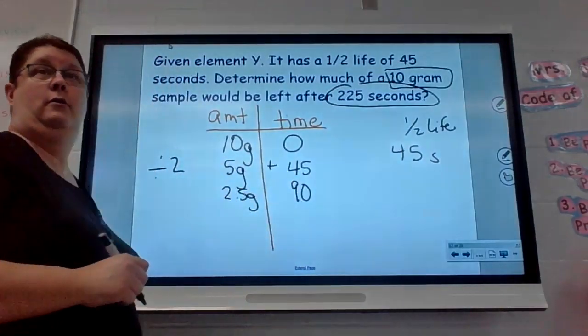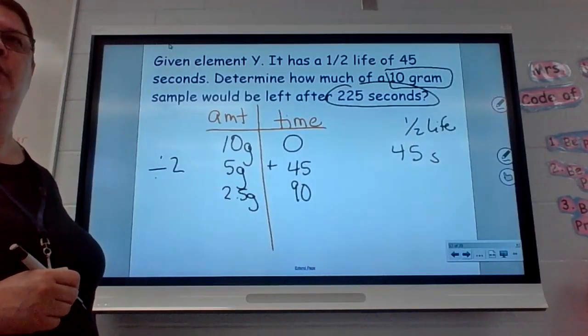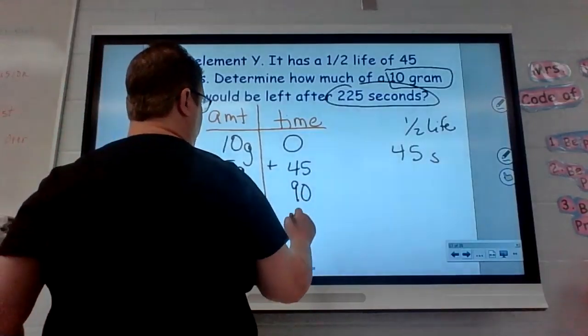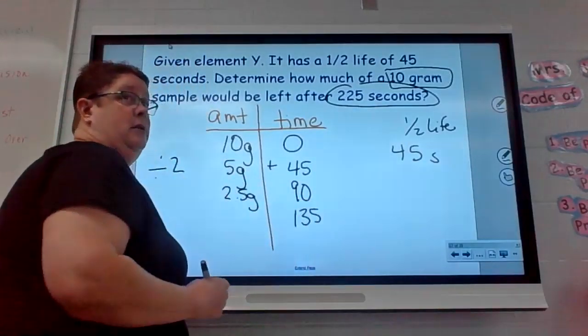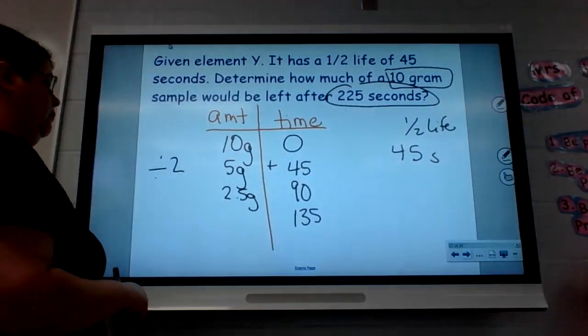Is there another example like this? Can I do it on the board? I want to try something. Okay. So I told you there's more than one way to work this. You've learned a way in math class. I'm just not teaching it that way.